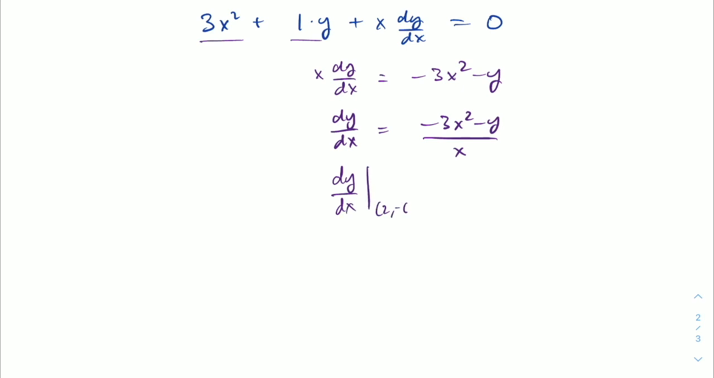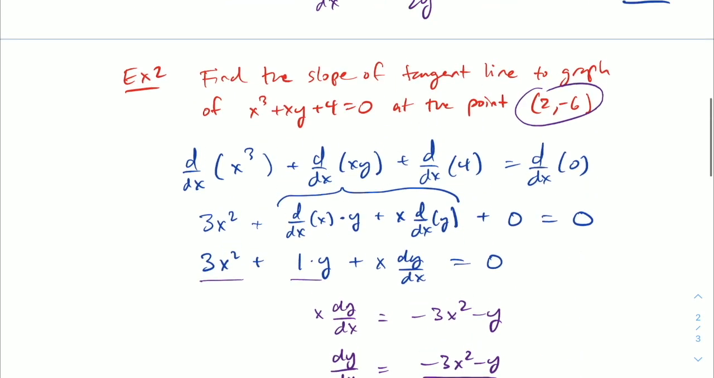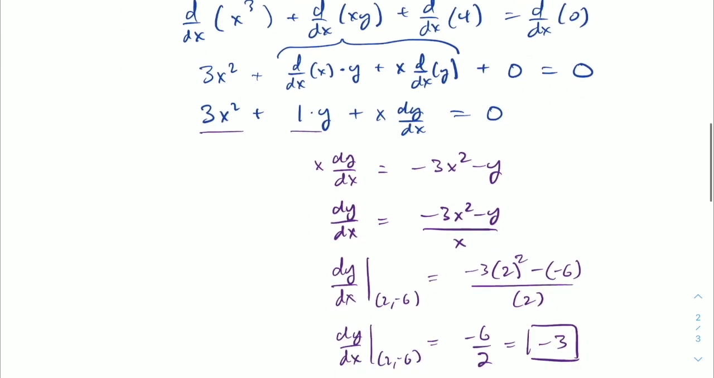So everywhere there's an x, we're going to put 2, and everywhere there's a y, we're going to put negative 6. And we'll get negative 12 plus 6, so negative 6 over 2, which is negative 3. So the slope of the tangent line to this curve at the point (2, -6) is negative 3.